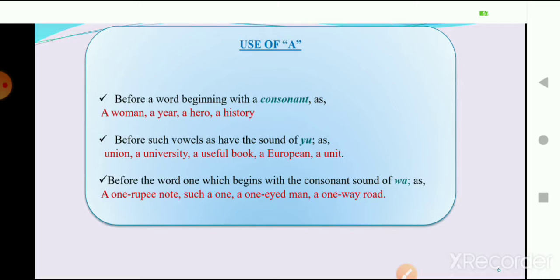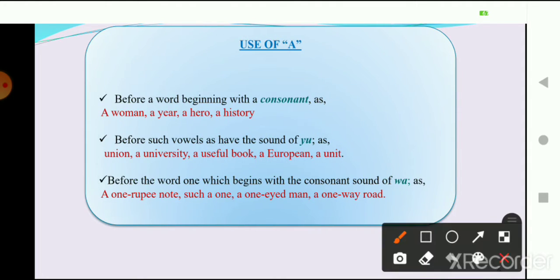Now we are going to talk about the uses of these articles, how we use these articles. First of all, we are going to talk about the uses of a, where and how we can use the article a. The first way to use the article a is before a word beginning with a consonant sound.